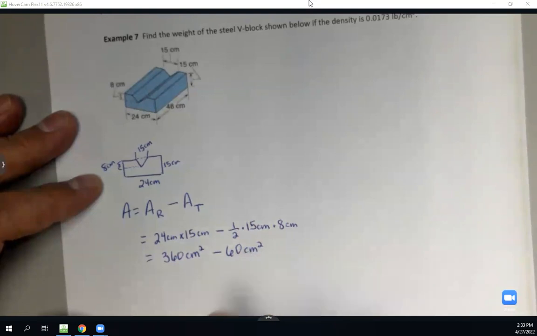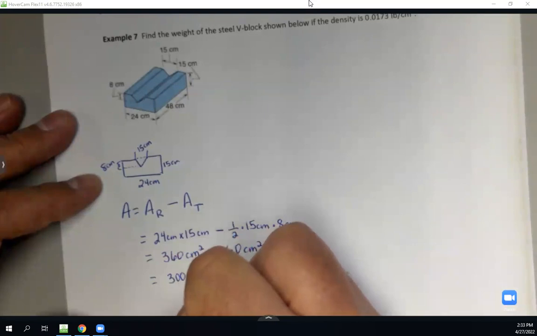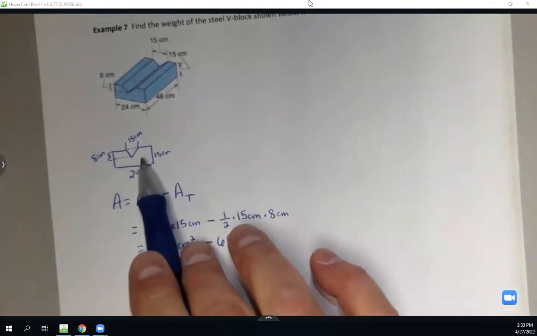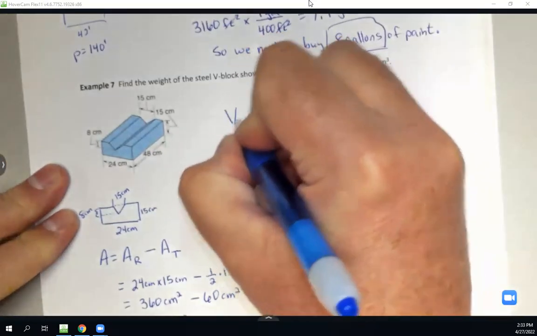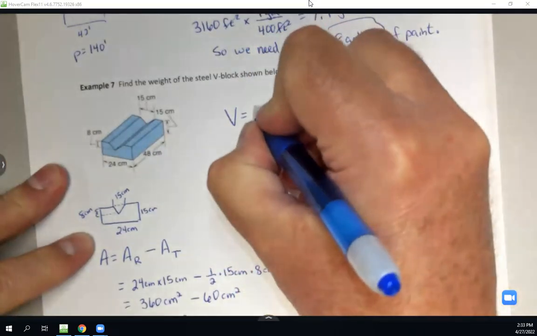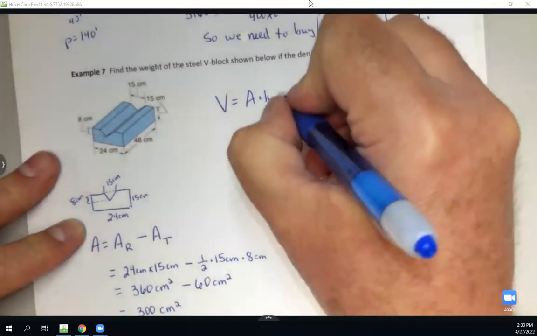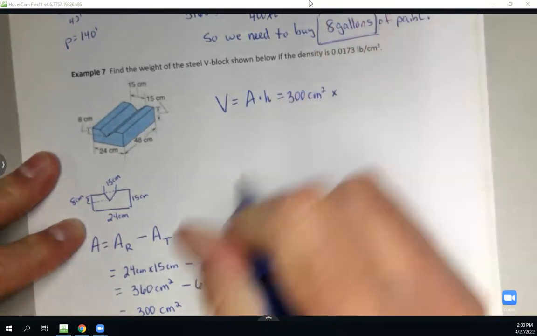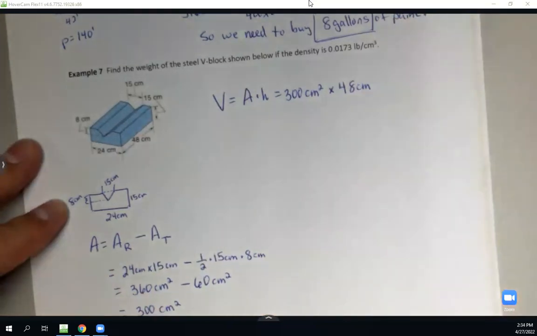And 360 minus 60 is just going to be 300 square centimeters. So again, that's the area of the base here. Okay. So I'm going to come up here. The volume then is going to equal the area of the base times the altitude. So in this case, that's going to be 300 square centimeters times the altitude, which is 48 centimeters.